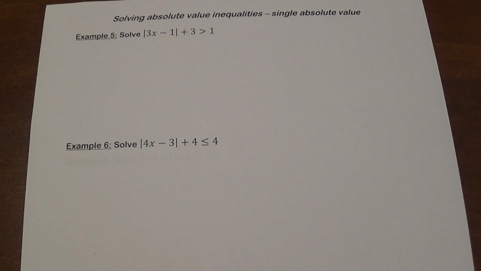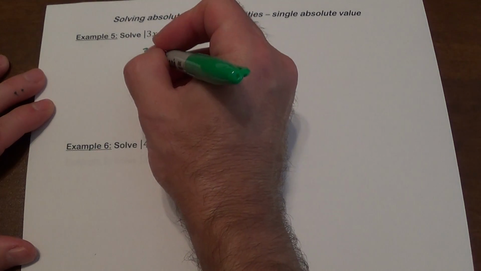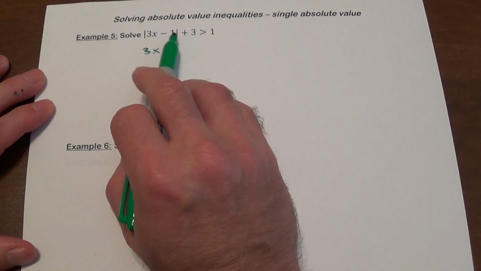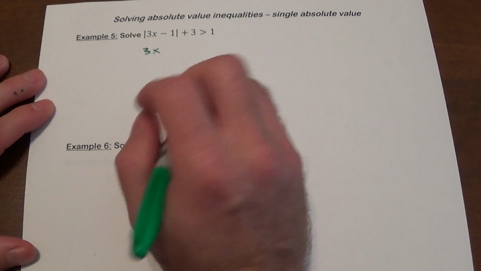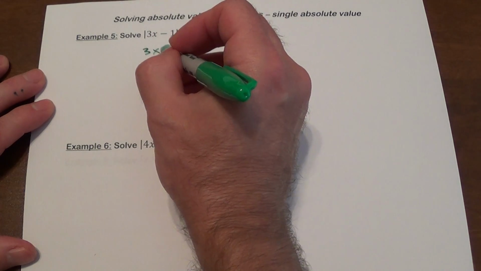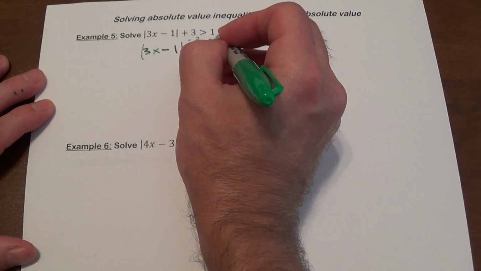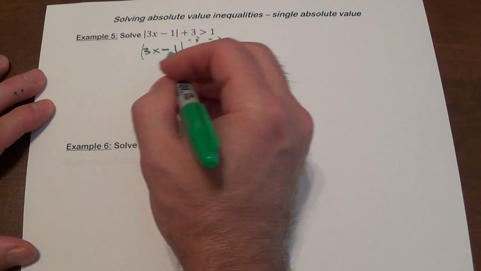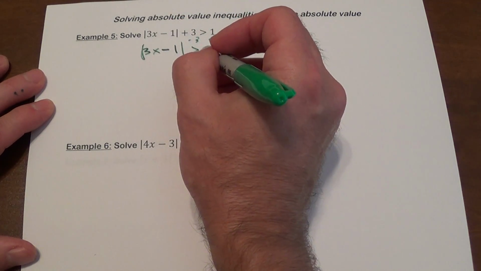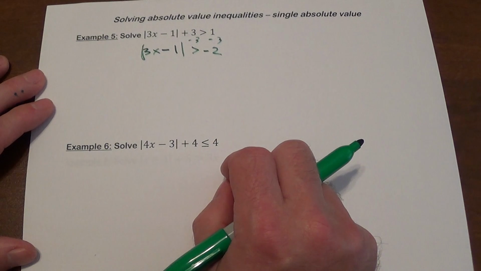All right. Let's take a look at a few more examples. This one here is going to be 3. First of all, we want to isolate the absolute value sign. So if it's not alone, we need to take care of this number 3. So what we do is we subtract 3, and we get the absolute value of 3x minus 1 is greater than -2. Should you continue here?